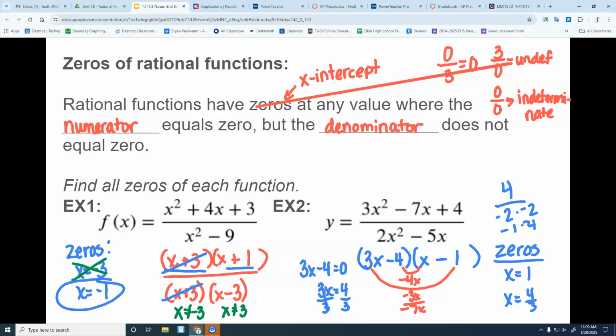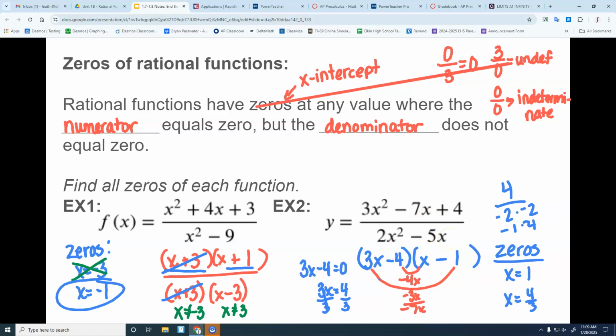And then think about plugging those numbers into the bottom to make sure you don't also get 0. So if I plugged in 1, I would get 2 minus 5. That's not 0, so it's fine. I'm not 100% sure about 4/3, but I'm pretty sure that's not giving me 0 either right there.